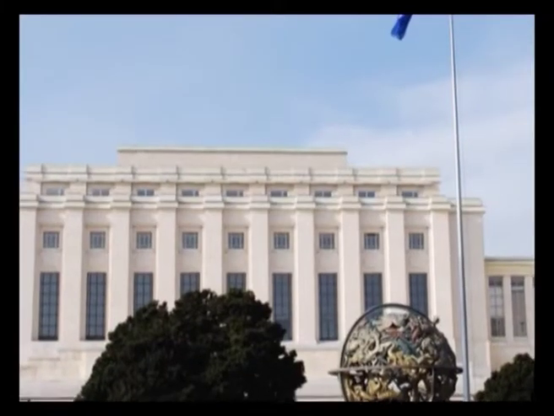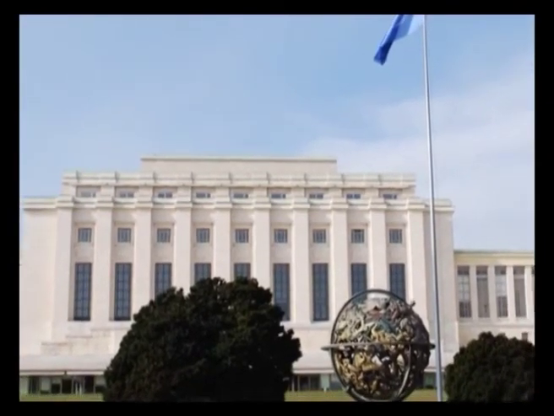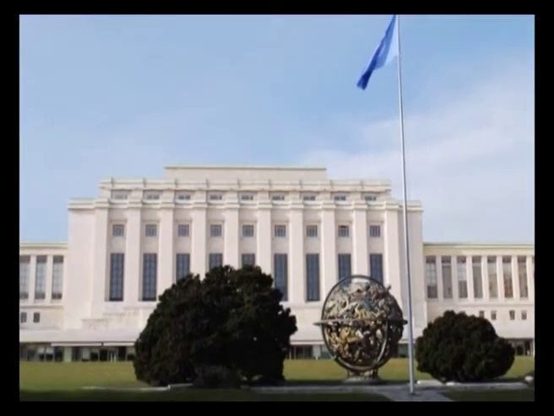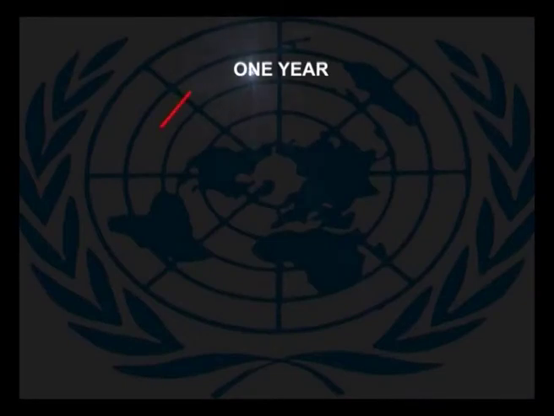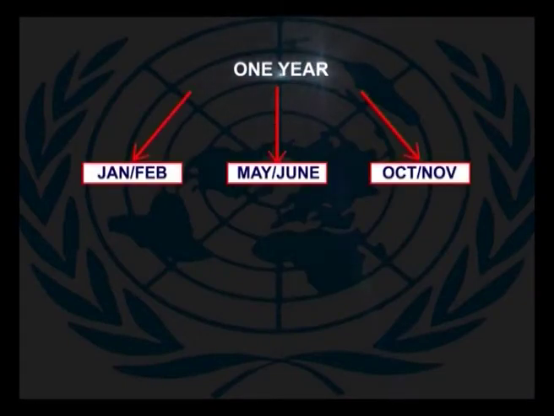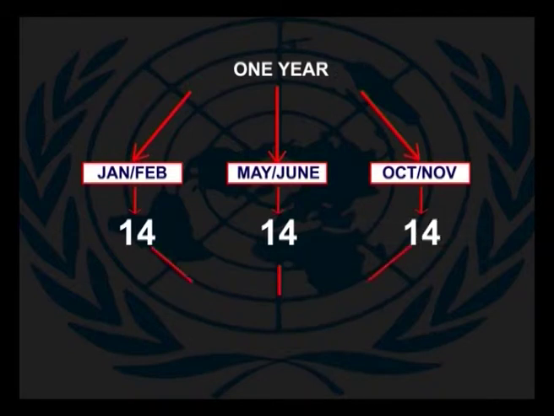The working group session takes place in Palais des Nations in Geneva 3 times a year, that is January-February, May-June, and October-November. Each session is dedicated to 14 states. In 1 year, a total of 42 states are reviewed. In the first cycle, it took 4.5 years to review all the 192 countries.